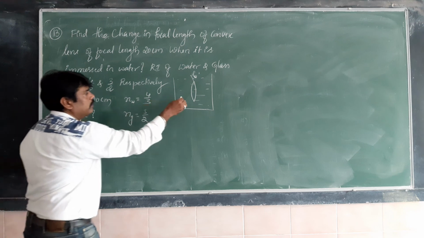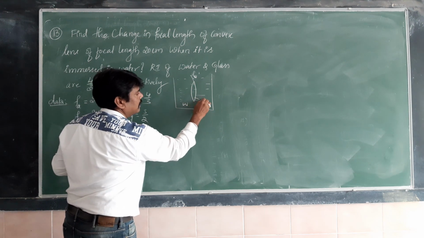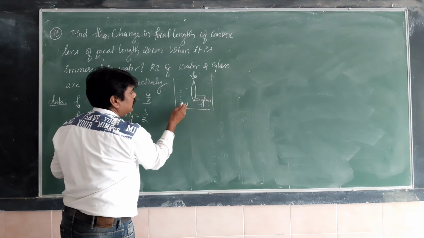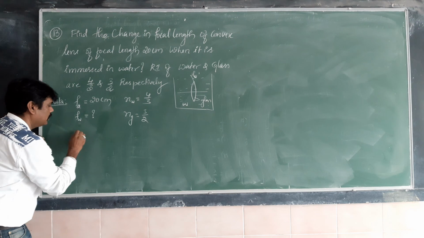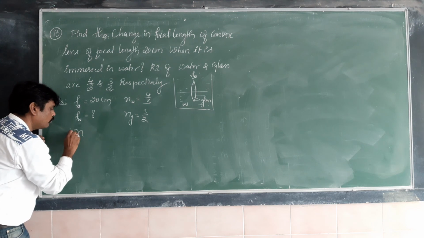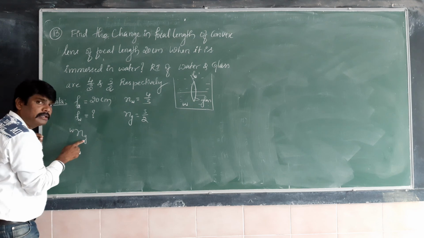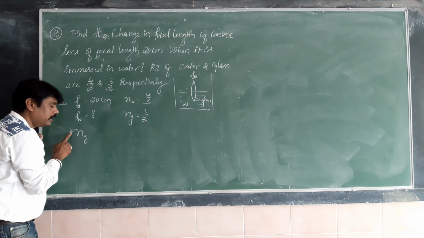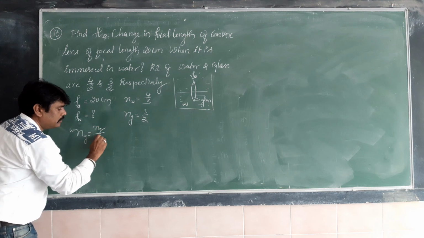Now, if it is in water medium, the surrounding medium is water and this is glass. Now, the light is traveling from water to glass. So there we have to write the refractive index of water to glass. Light is traveling from water to glass. This is very important. Water to glass means refractive index of glass with respect to water.